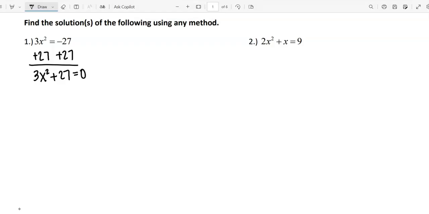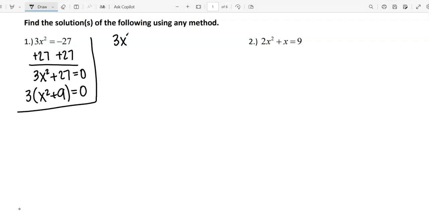And then I heard somebody say GCF, right? What's your GCF? 3. What does that leave you with? X squared plus 9. What's the issue? Can't factor that. It's not a difference of squares, it's a sum of squares, and we can't factor a sum of squares. And so it's not factorable, so we should go back to the drawing board and do what? So this didn't work out. Let's go over here. We'll rewrite the problem. 3x squared equals negative 27. Factoring didn't work out. What could I do from here?